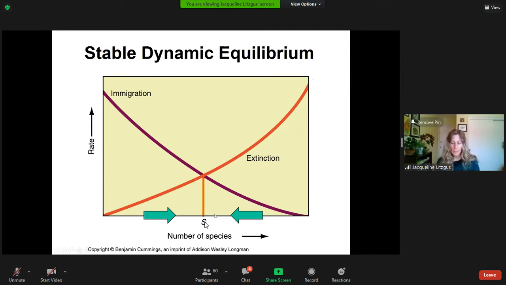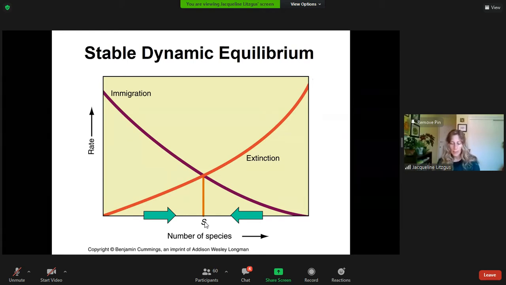Okay, and that's the value where everything is in balance, right? So immigration rate and extinction rate are in balance. There's a dynamic equilibrium. So where the immigration line crosses the extinction line, that means that immigration is in balance with extinction, and you get to this equilibrium number of species. And like I said, sometimes there's a little hat on the top of that S value.